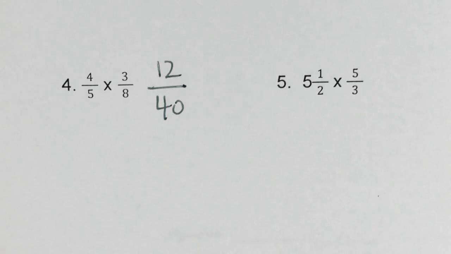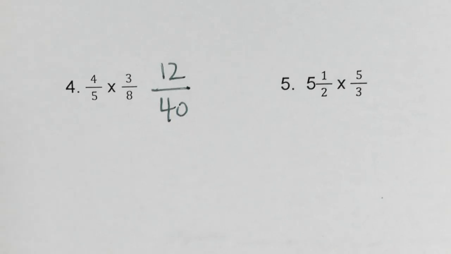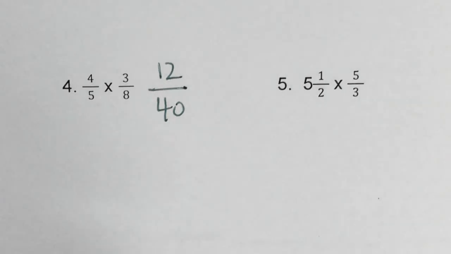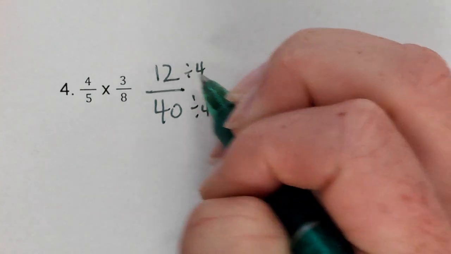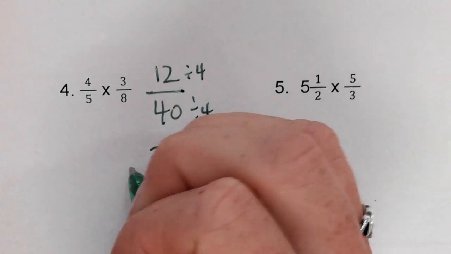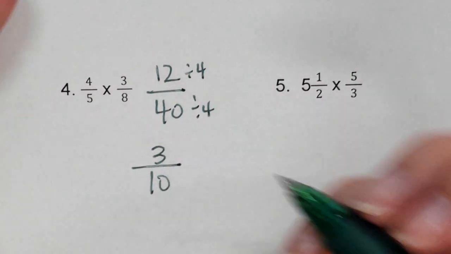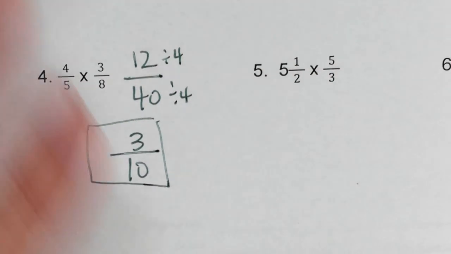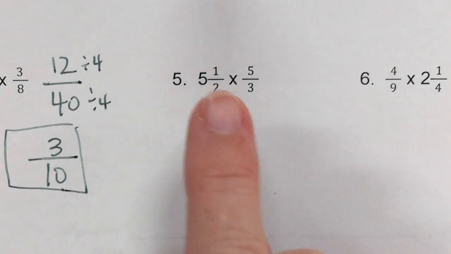Is that a good answer? No. I need to simplify by finding their greatest common factor. Could I divide by 2? But is that the greatest? Probably 4 would be better. So let's start with 4. 12 divided by 4 is 3. And 40 divided by 4 is 10. That helped me skip a step than if I had divided by 2. All right, I want you to do around the world on your own on this one, and then wait for me.